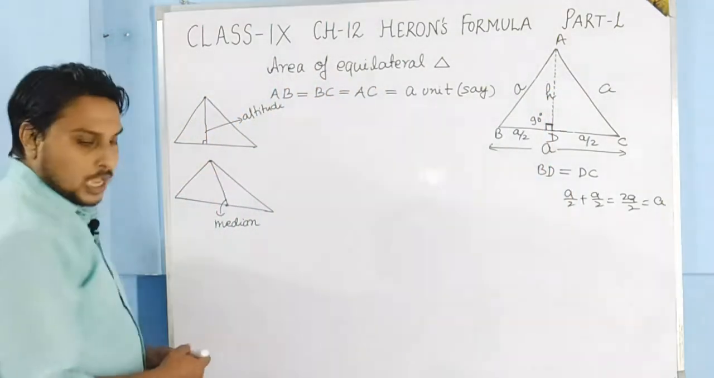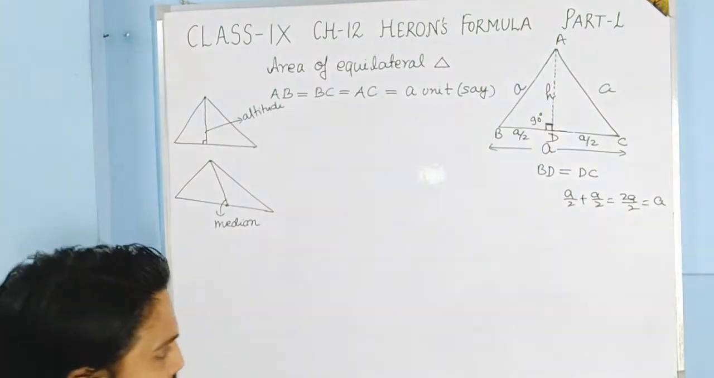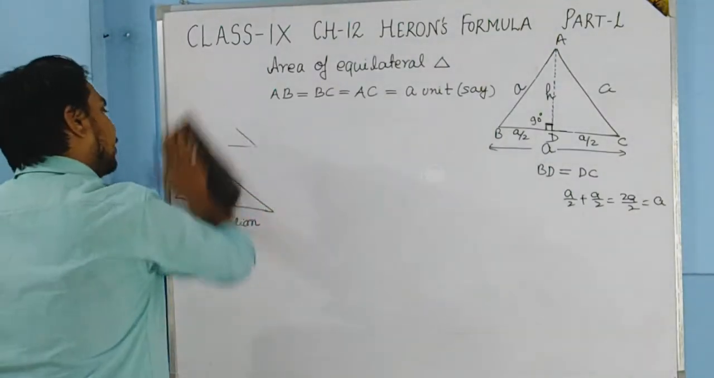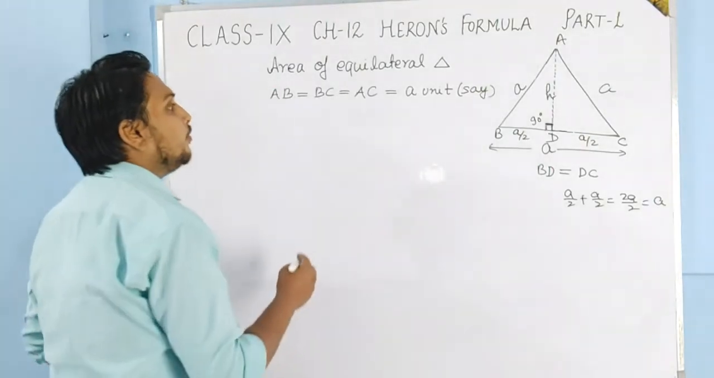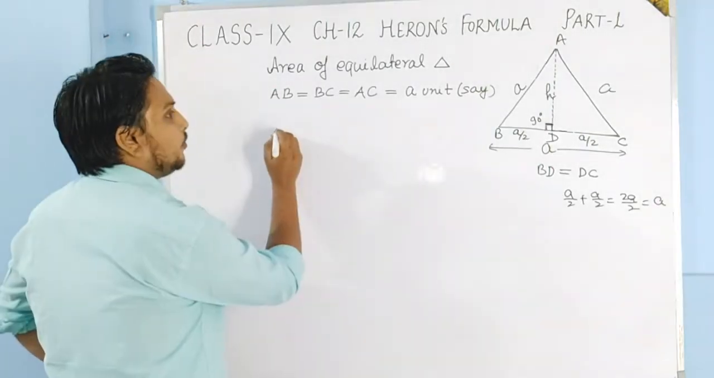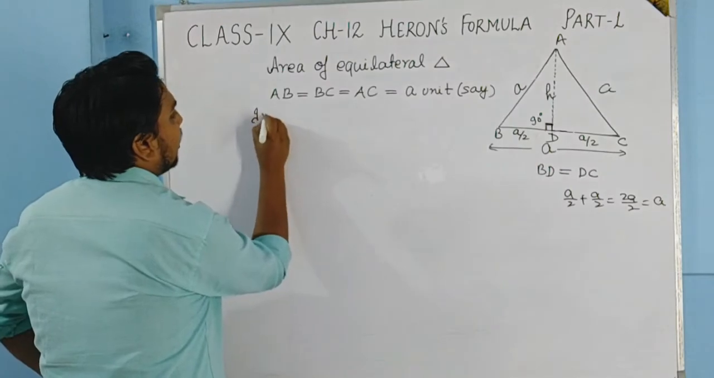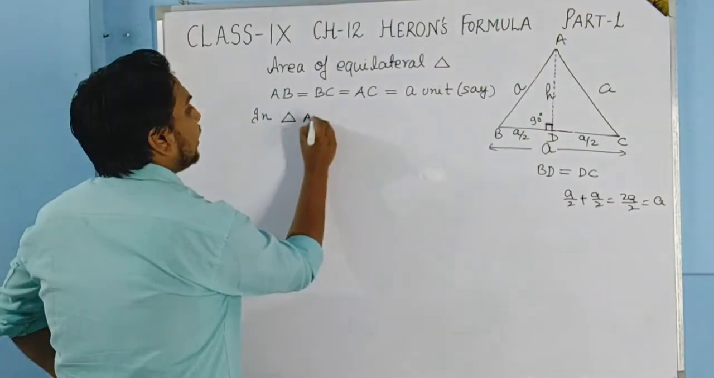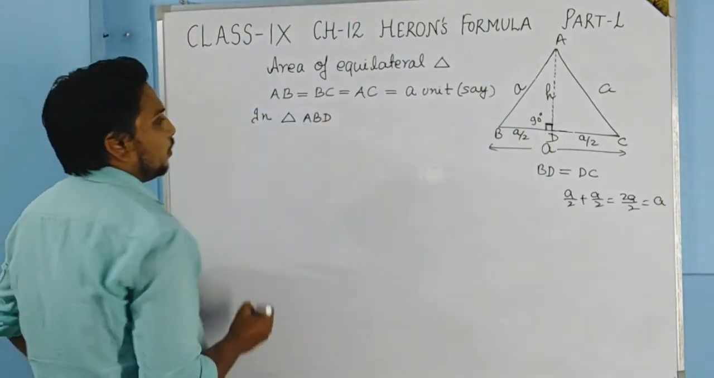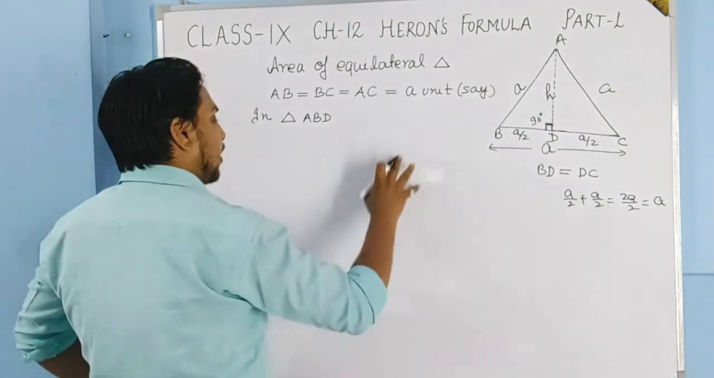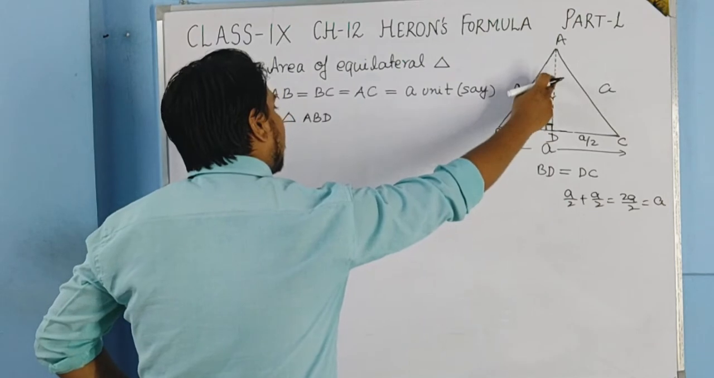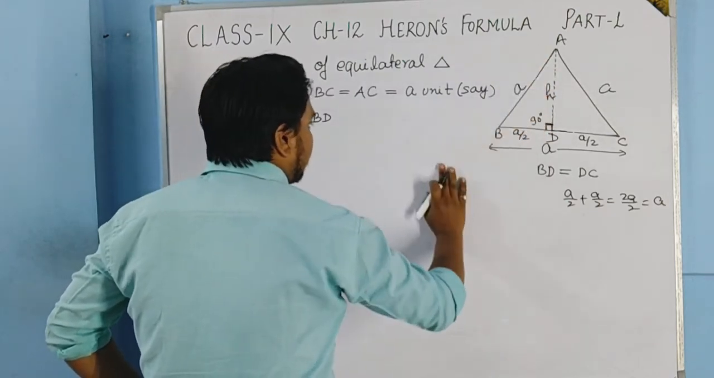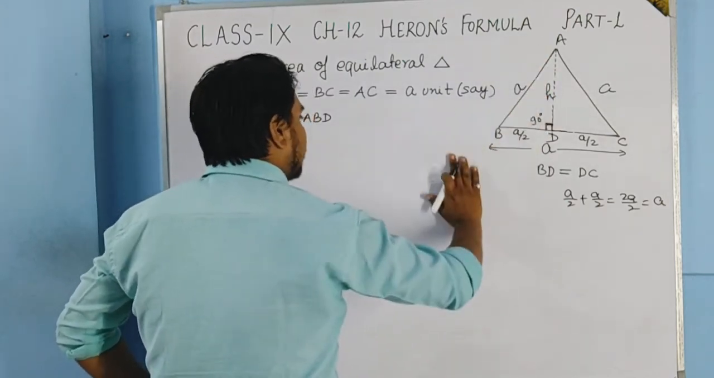How can we derive the formula of the equilateral triangle? For that, students, let us take triangle ABD. In triangle ABD our aim is to find the value of h, because the height of the triangle is not given, so we have supposed it to be h.